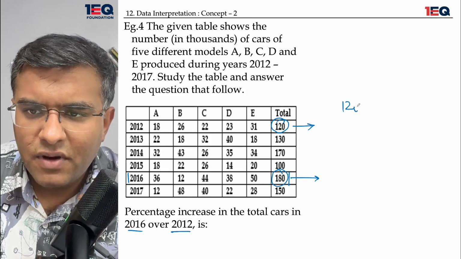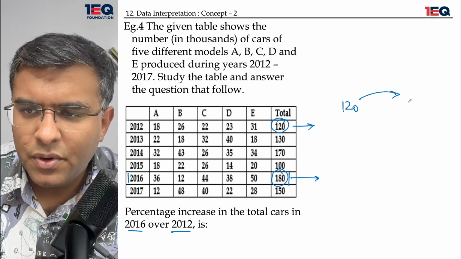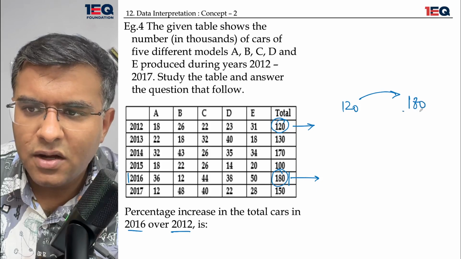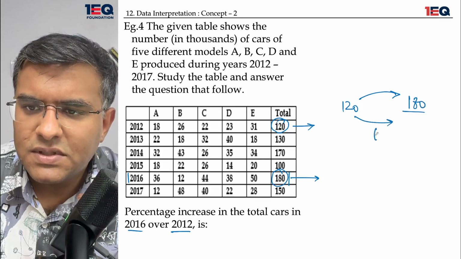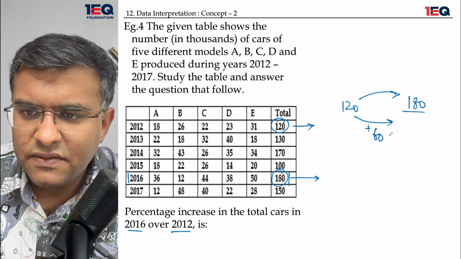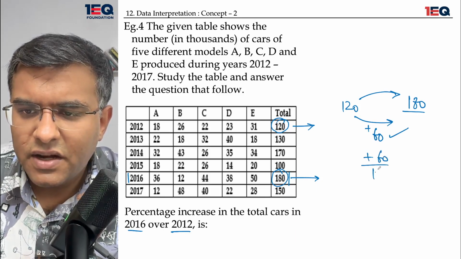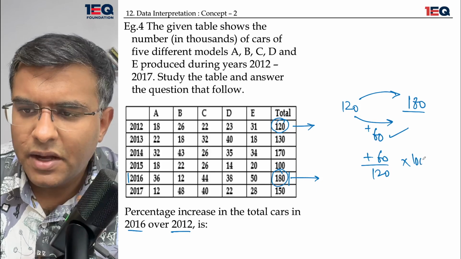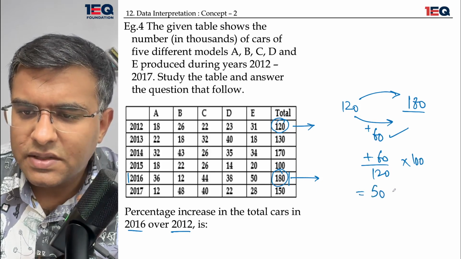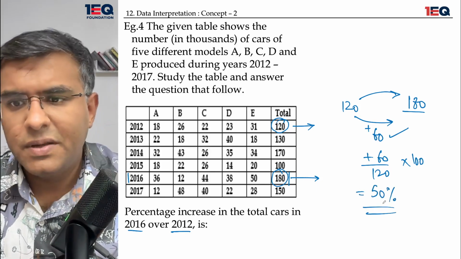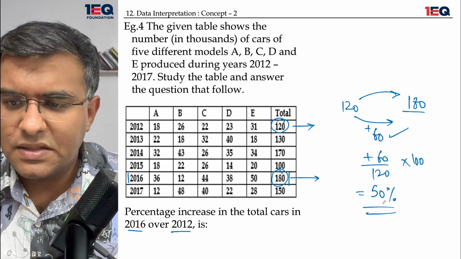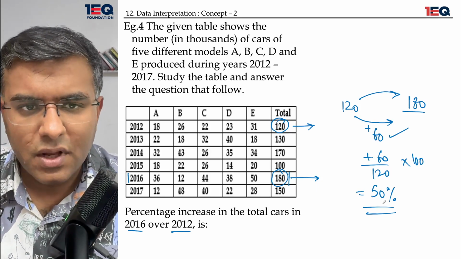So out of 120, the jump made it 180. So there's a plus 60. Plus 60 divided by 120 multiplied by 100 gives me my answer as 50%. I'll move on.